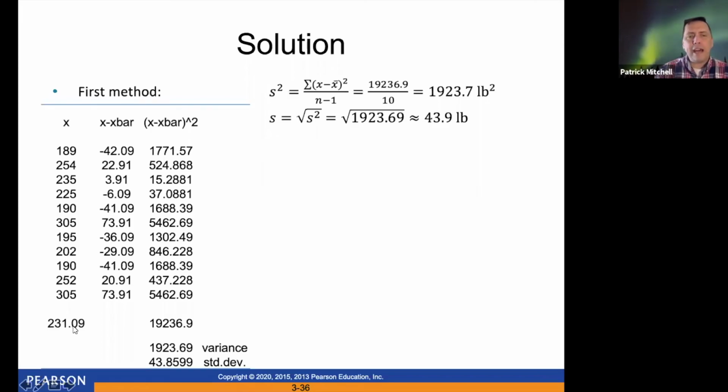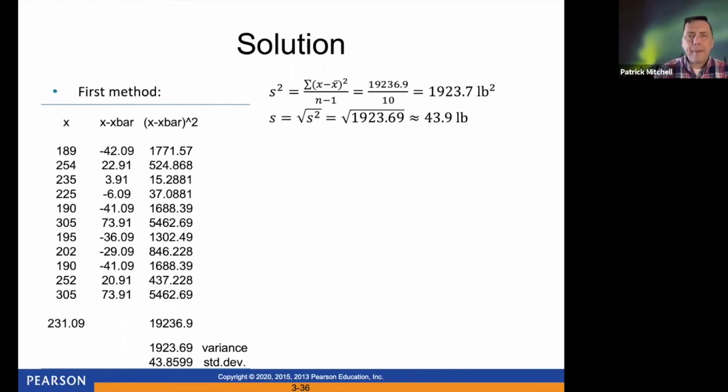So when you subtract the mean from each of these values, you get these numbers here. Notice some of them are negative and some are positive. That's just about always going to be the case. And then the next thing I'm going to do is square all of those. Remember, no negatives. We're squaring the negative number. The square of a negative number is a positive number. So you get all of these squared differences, and when you add them together, you get 19,236.9. That's been rounded a little bit.